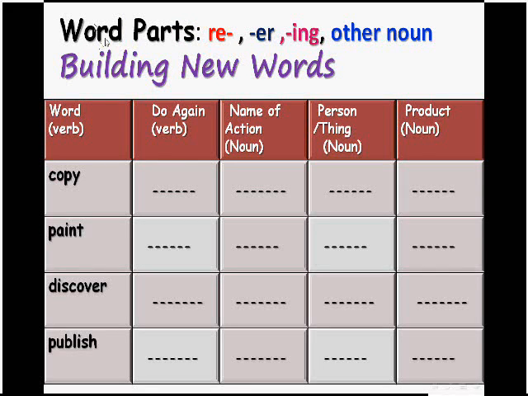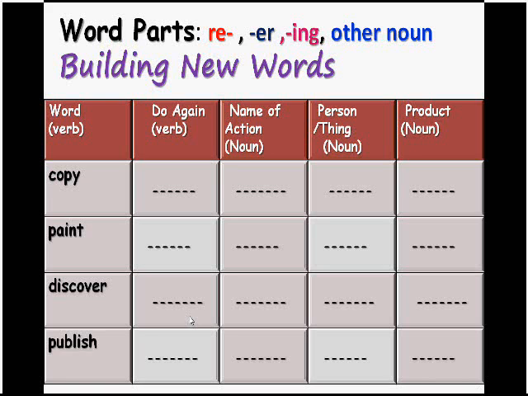Now let's have a look at different word parts which we talked about earlier. We are going to look at re, ing, and other noun suffixes. Here we are going to build new words. How can we build new words? So we have here 4 verbs. These are, let's say, our root. Okay? Remember we said the root is the main verb or the main word, and then we add things either at the beginning or at the end to give me a new word. Okay? But the root is the same.